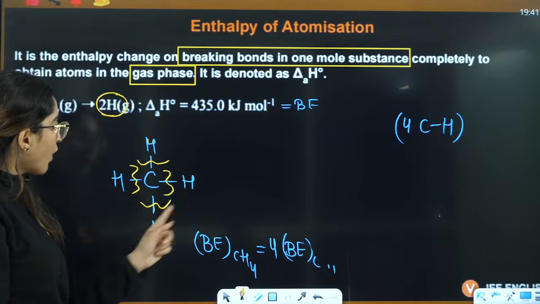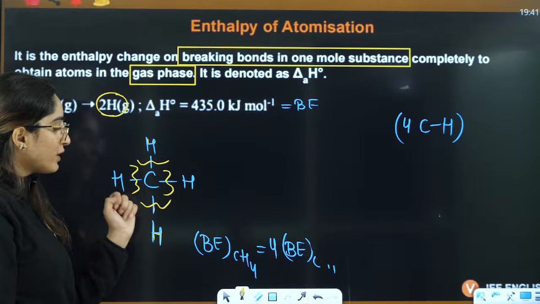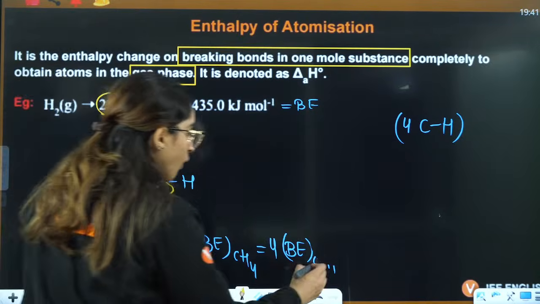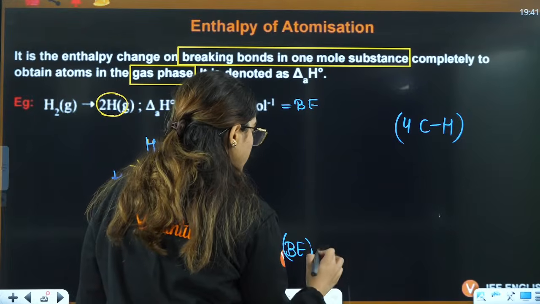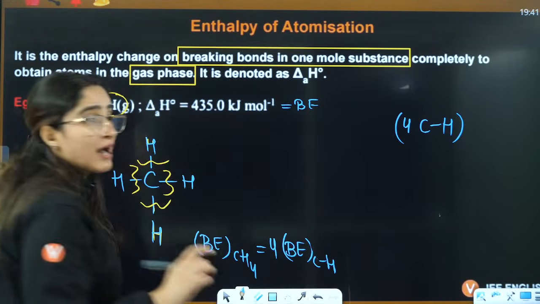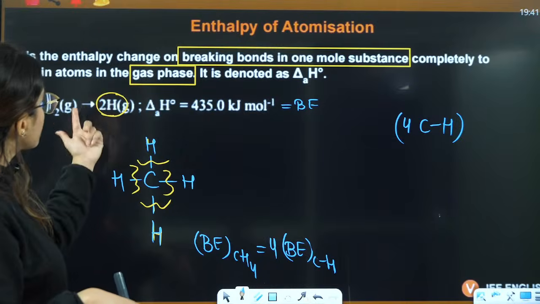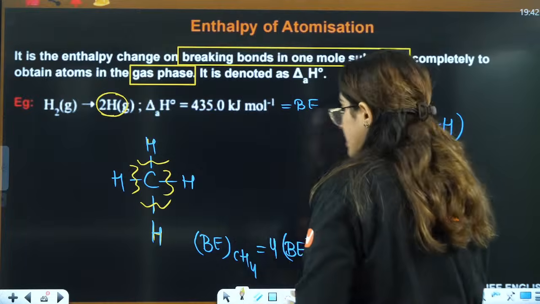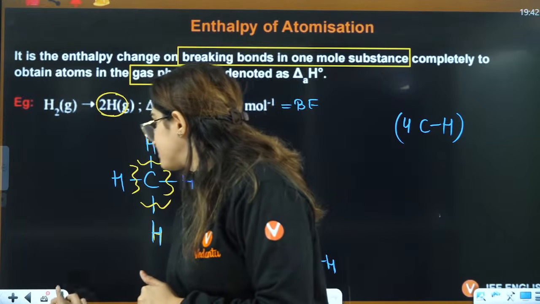The total bond enthalpy of this CH4 molecule will be equal to 4 times the bond energy. This will not be equal to the enthalpy of atomization. Atomization is when you convert it into gas, right? That is enthalpy of atomization, when you have gaseous atoms.